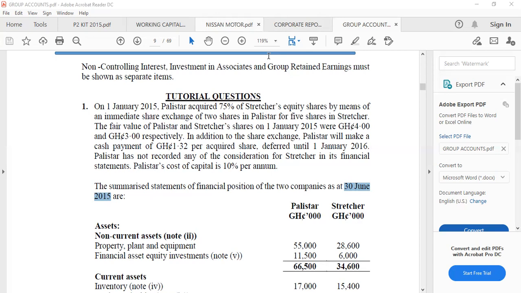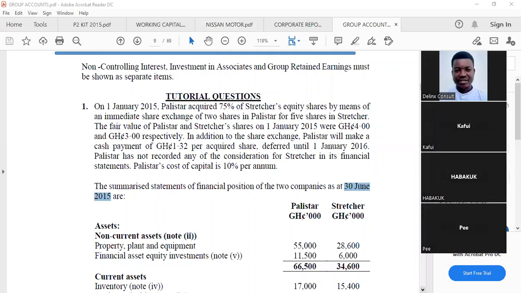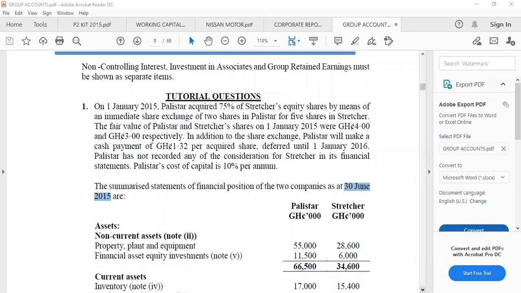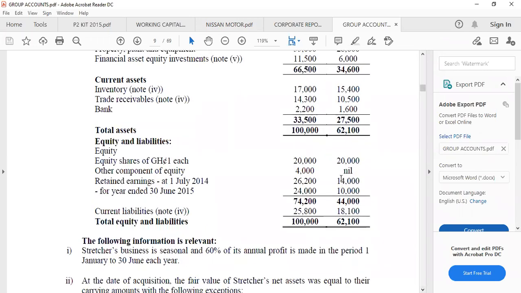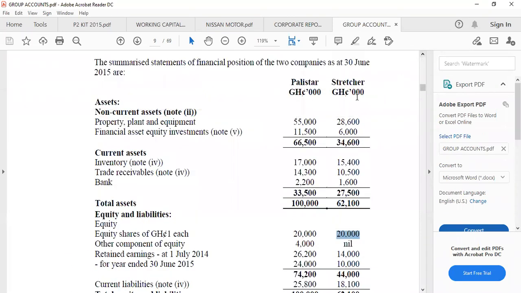Okay, so how was the consideration settled? First was share exchange, isn't it? Yes. So they are buying 75% shares of Stretcher. What was the total shares for Stretcher? What is their share value? 1 cedi. So what is the total value of the 20,000 shares? 1 share is 1 cedi. So they are going to have 20 million shares, because they are keeping 3 zeros at the top.